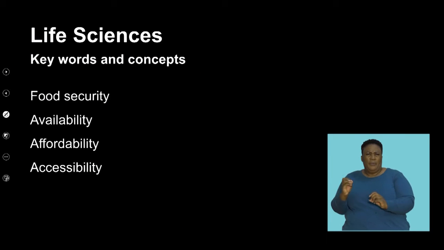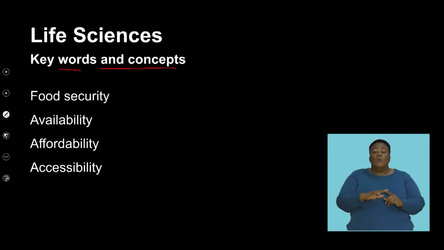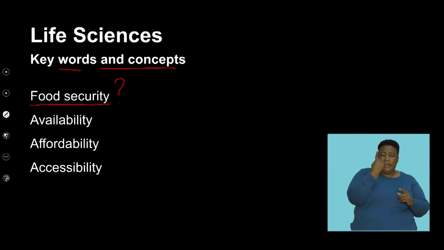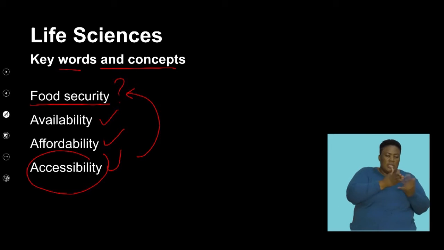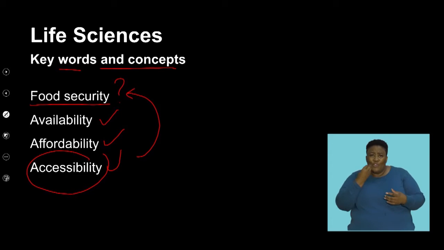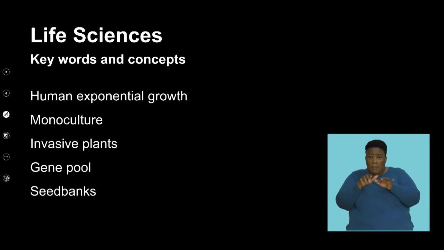Okay, some key words and concepts that we will unpack during the course of this lesson. So it's important for us to understand what is food security. We need to look at the concepts of how the availability of food, its affordability, and its accessibility all linked to food security. So often we need to not just look at the accessibility, but also the cost of that food and whether it's available to the population in a country.